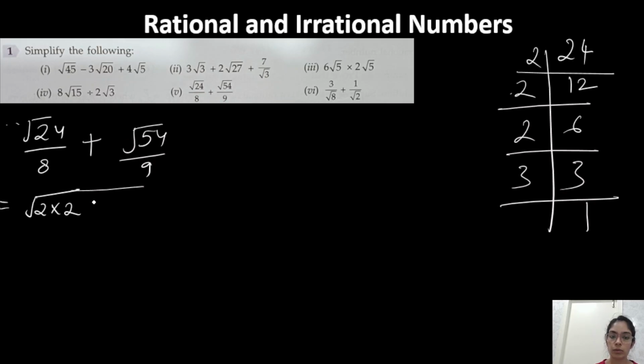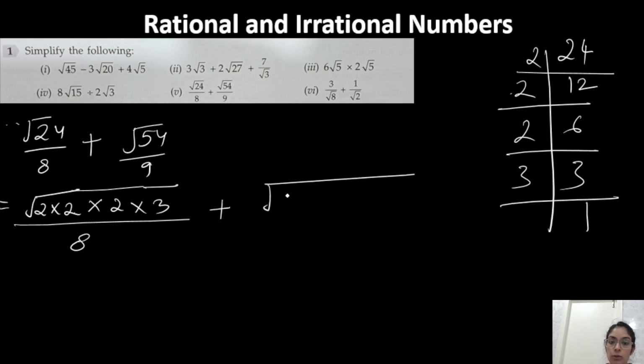So 4 is 2 into 2, 6 is 2 into 3, or 8 is 2 into 2 into 2 into 3. So both ways I have done. Whichever way you are comfortable, you can do so. By 9, and 54, we know it is 9 into 6, right? So 9 is what? 3 into 3 is 9. 6 is 2 into 3, or I can write it as 3 into 2. So this way easily we can do prime factorization.